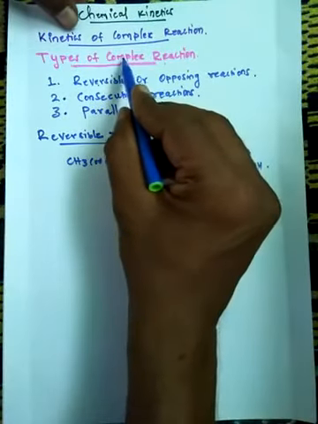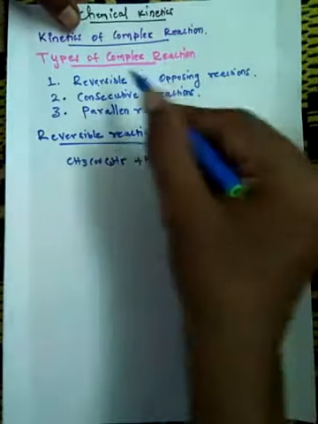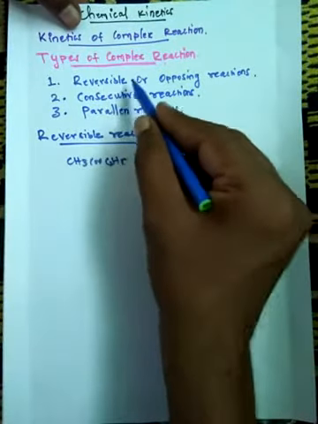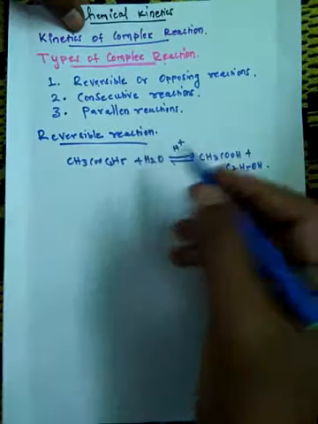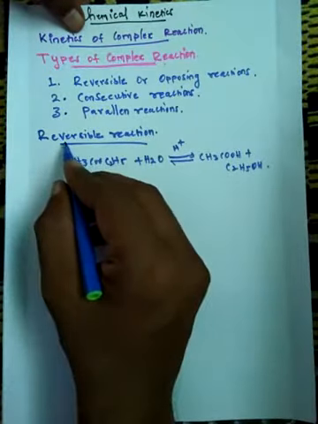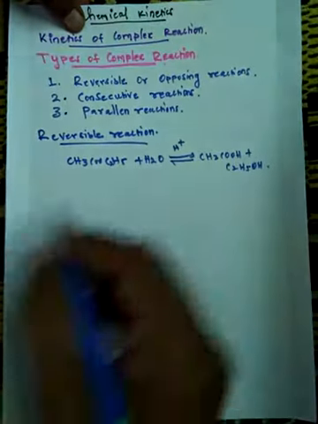I'm going to explain about complex reactions. These are the types of complex reactions I have written: reversible reaction, consecutive reactions, and parallel reactions. First, let me explain about reversible reaction.